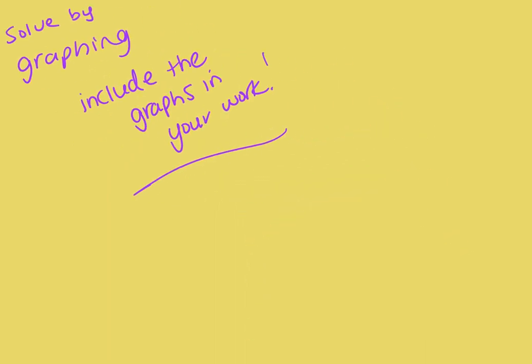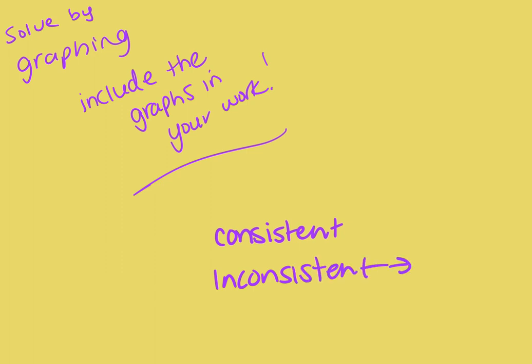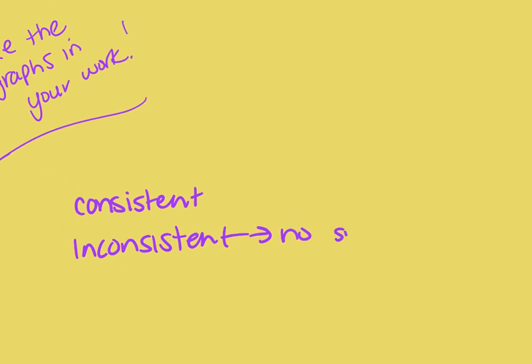On the homework for the graphing ones, there's a question that asks if it's consistent or inconsistent. So inconsistent means no solution. So if you had a no solution, you would pick inconsistent. If not, you're picking consistent.